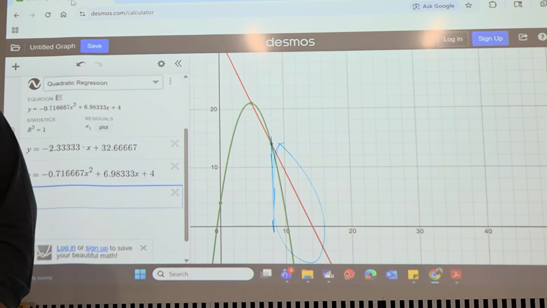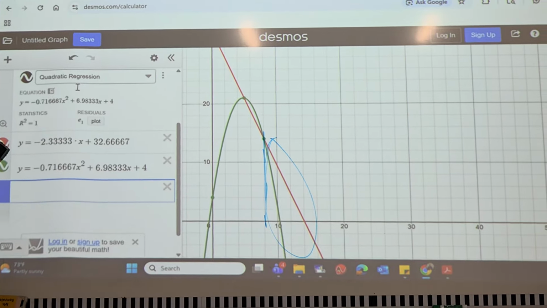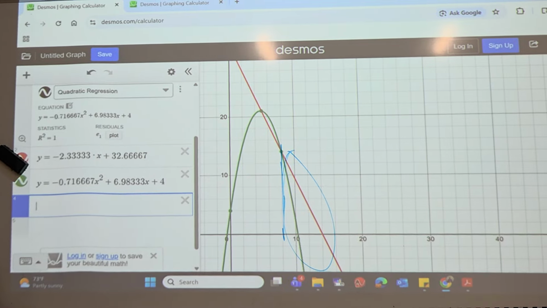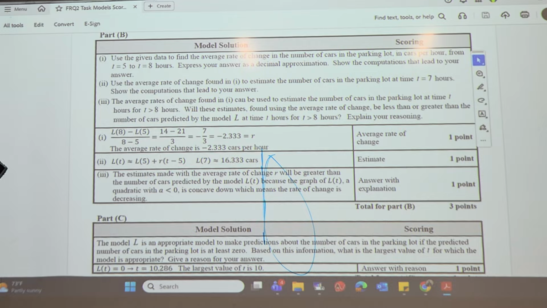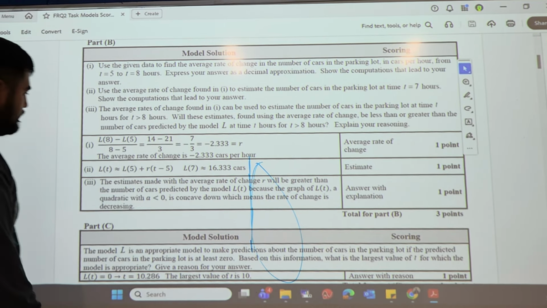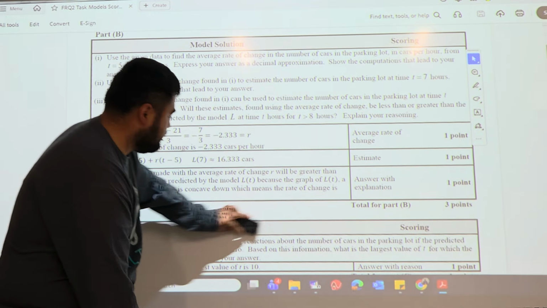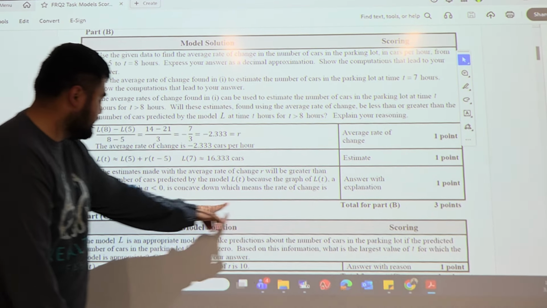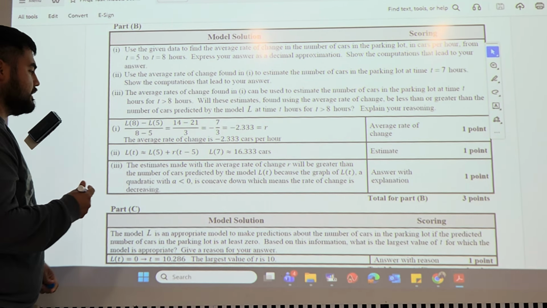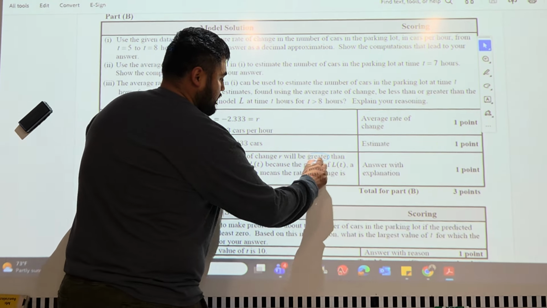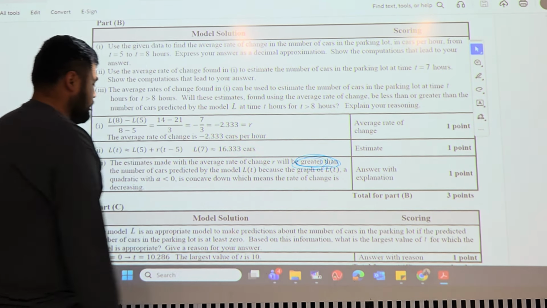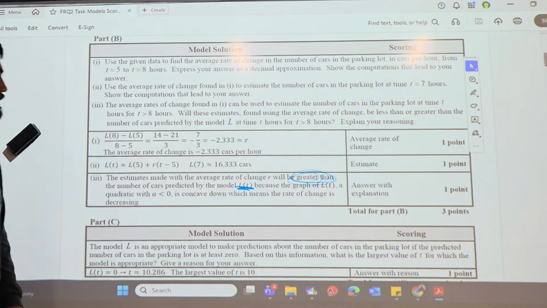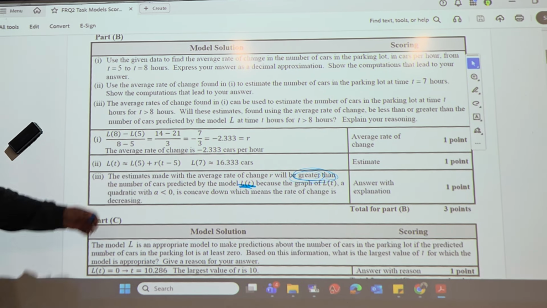But if we look at the answer key, you should see that they do mention how it's concave down, right? Which means the rate of change is decreasing, right? And another word that I also mentioned, right? The tangent line is greater than L of t, which is the parabola, the quadratic. So something to look forward to, right?